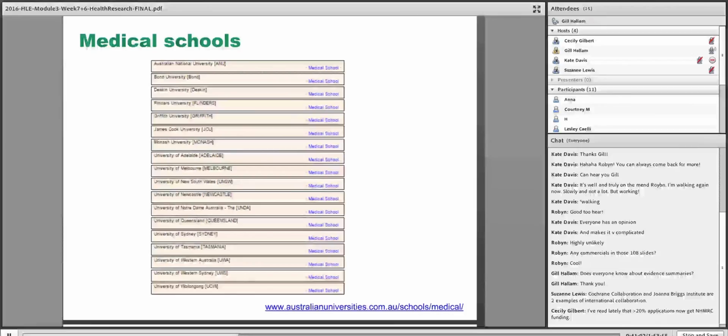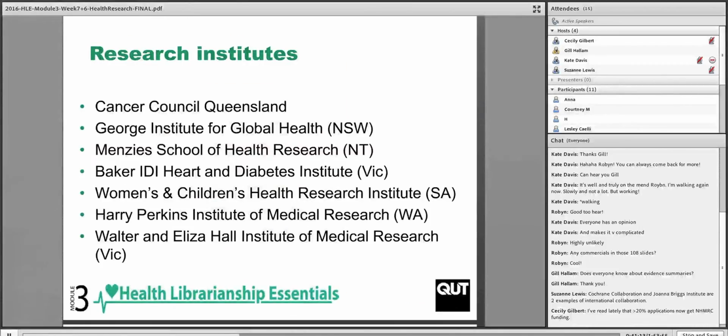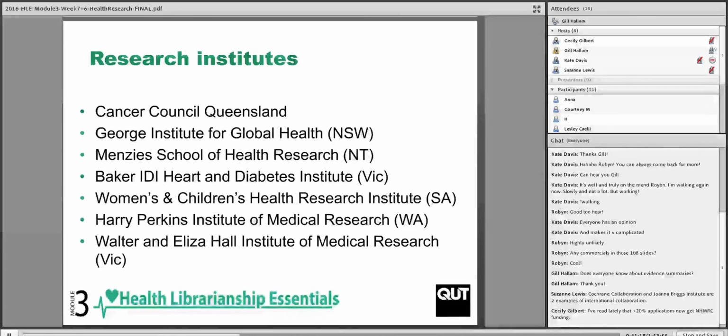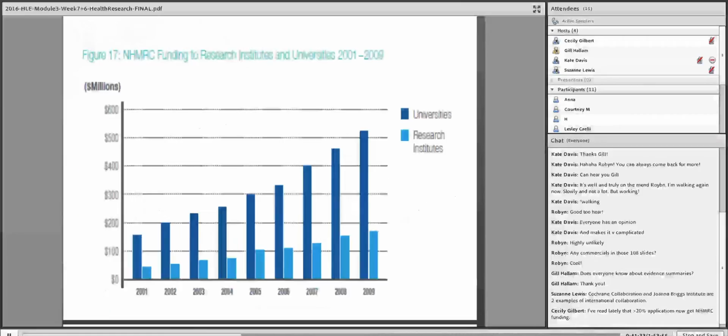So the medical schools, that just gives you the snapshot of the number of medical schools in Australia. If you weren't aware about where they were all happening, it gives you a quick overview, and you can come back to that to take a greater look. Research institutes, this is just a very quick sample, of course, but those are the type of organisations which receive a considerable amount of funding through NHMRC. So across the country there are different ones. You'll probably be familiar with some of the names there.